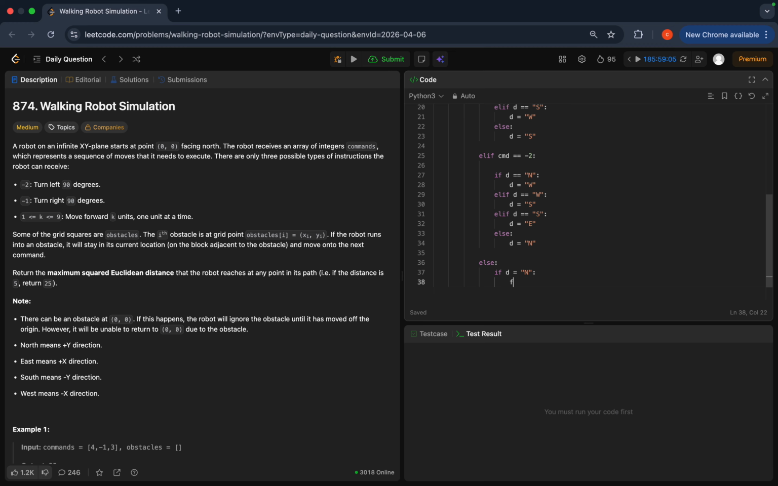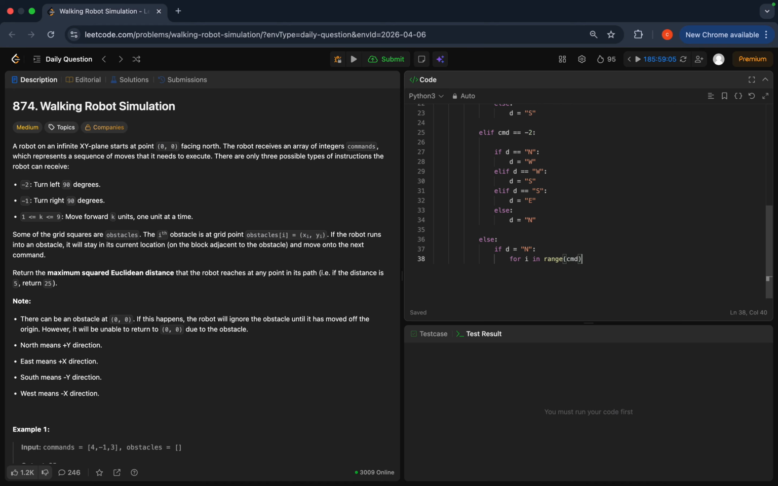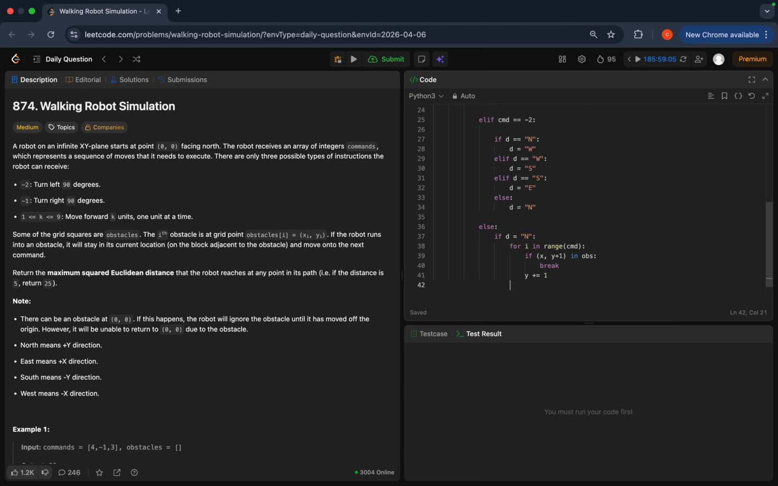So for i in range, we run till command times, because that is how we determine the units. So if x and y plus 1 in obstacle, then what happens is we break, and else what happens is we increment y, because we are moving by 1 unit, right? And now let me copy this.